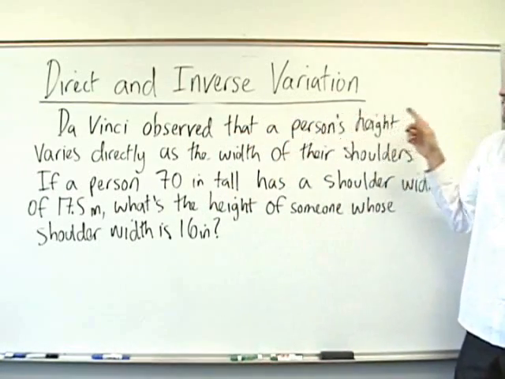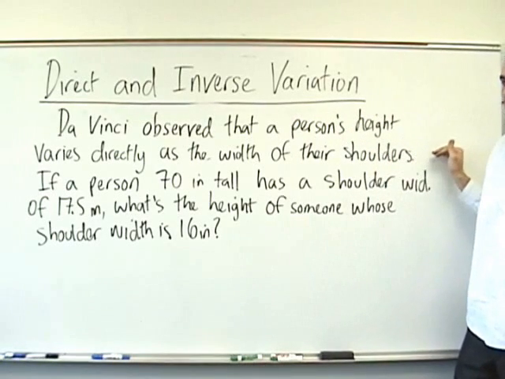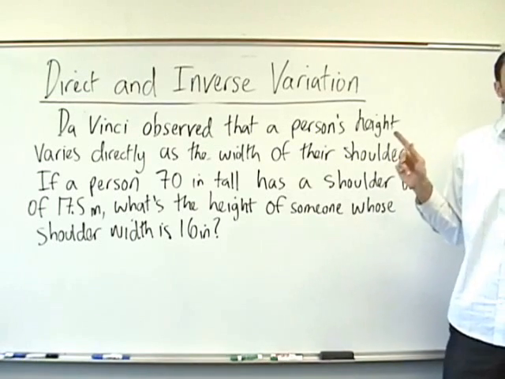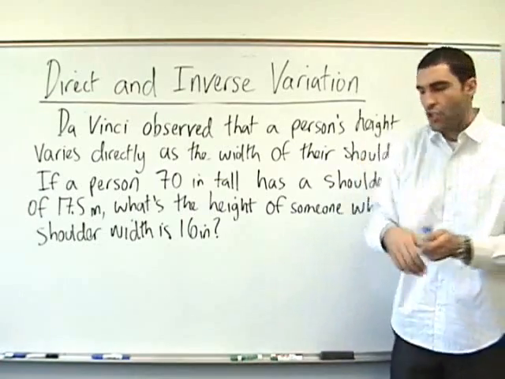But this is an interesting observation. Da Vinci observed that a person's height varies directly as the width of their shoulders. Stop there. Height varies directly as shoulders. So what's the formula? Height, what do you want to call height? H.